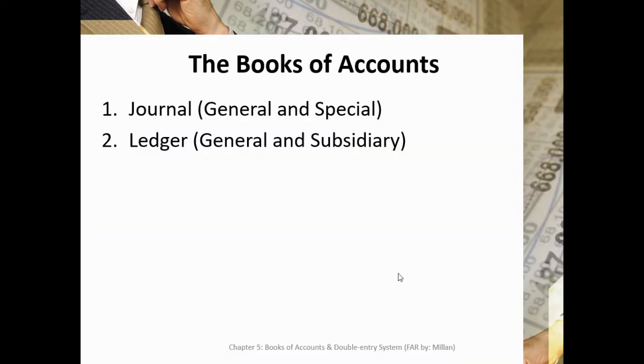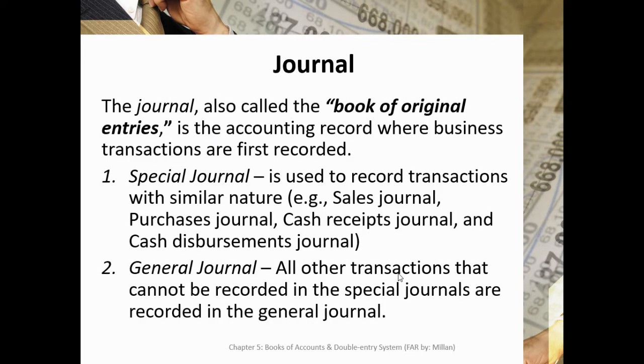So let's discuss the two books of accounts, namely journal and ledger. So journal is also called the Book of Original Entries. It is the accounting record where business transactions are first recorded. So this process is called journalizing. So there are two types of journals. It can be classified into the following: special journal and general journal.